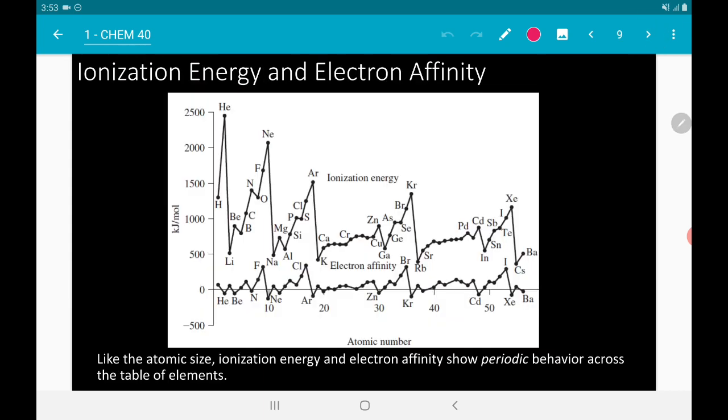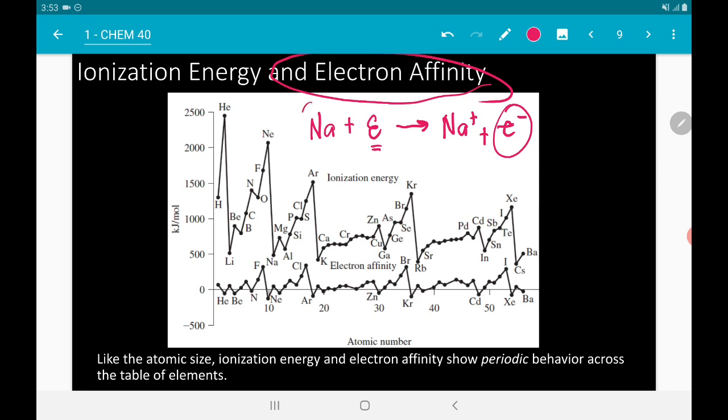So ito yung graphical trend ng ating ionization energy and another concept called the electron affinity. So ang ionization energy, for example, you have a compound, sodium na lang. Sodium. That is the energy needed to expel an electron, the valence electron of sodium. So yung electron na to, para matanggal mo sa sodium, kailangan mo ng energy. And this energy is your ionization energy.